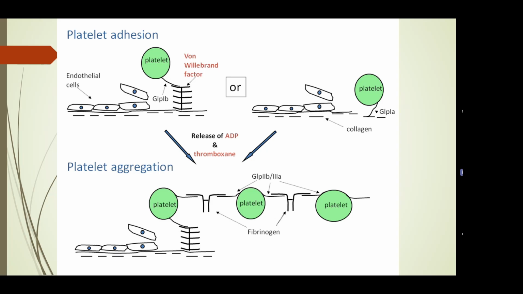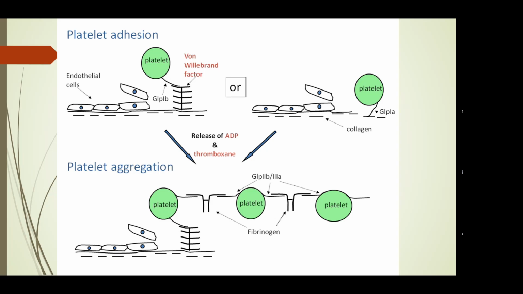They used this fibrinogen as a linking molecule, and this was possible because of the activation of platelets and release of ADP, which causes the platelet to express glycoprotein 2B3A, which binds to the fibrinogen, and the platelets link themselves together using the fibrinogen as a linking molecule, resulting in platelet aggregation. This is platelet adhesion, platelet aggregation.